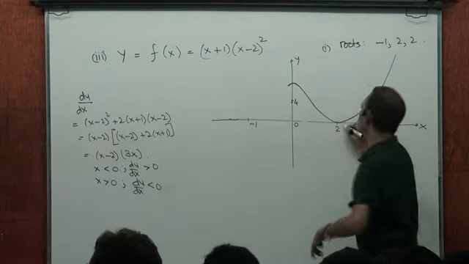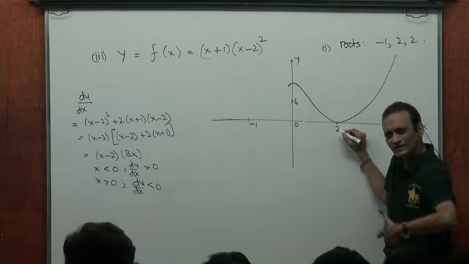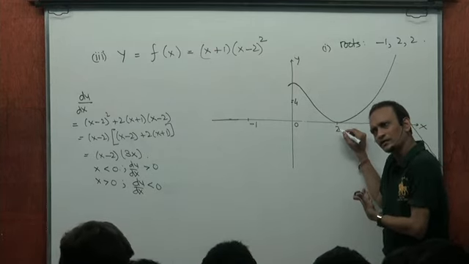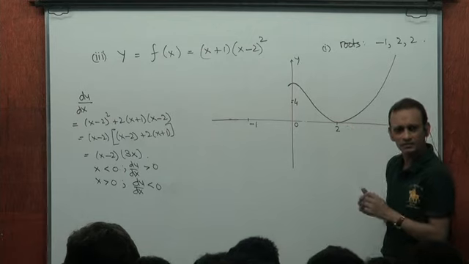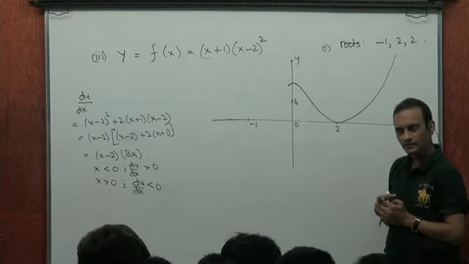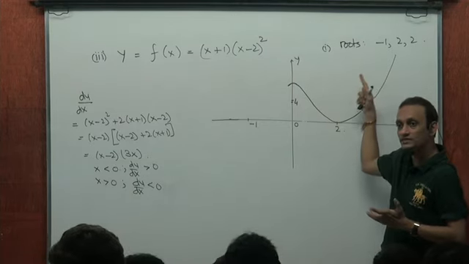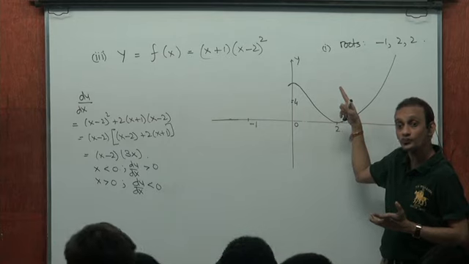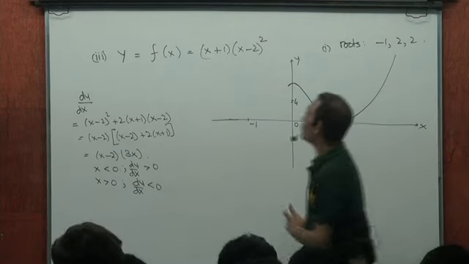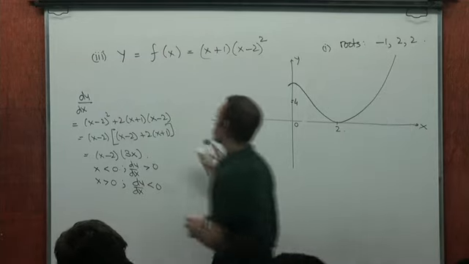And then after 2, no more turning points. After having encountered a local minima, it keeps going up and up and up. This is the graph, right? Yes or no? Okay. Now, no more turning points.